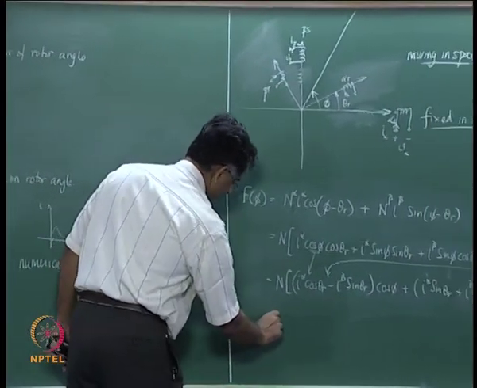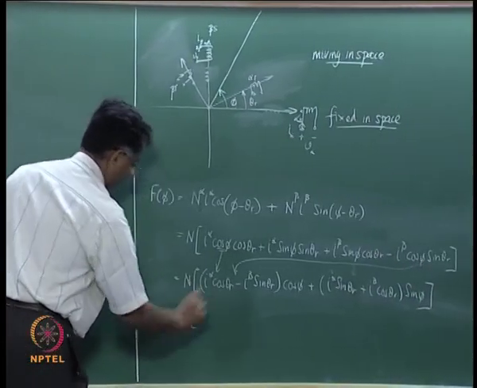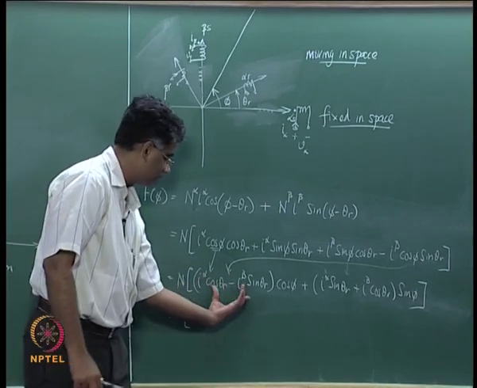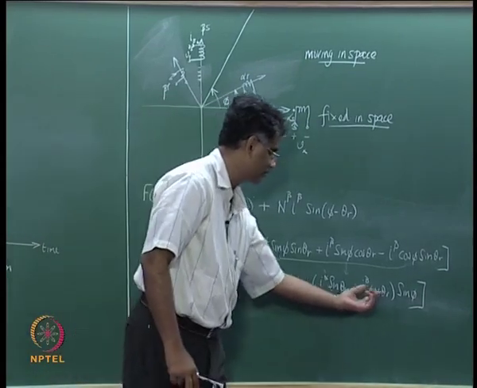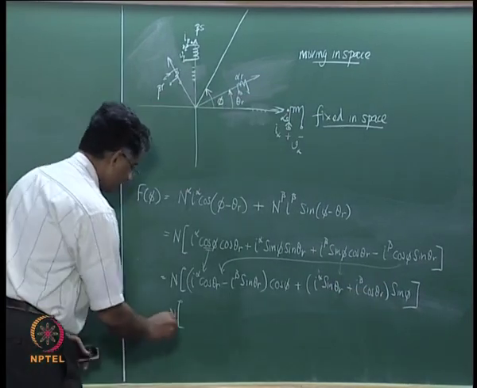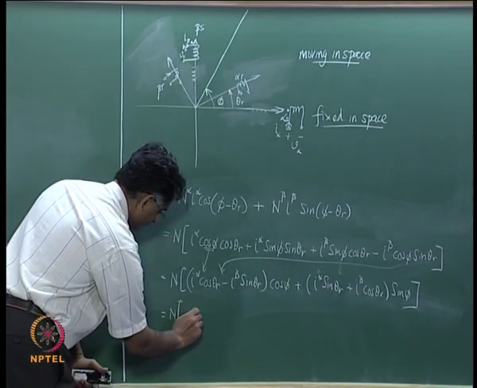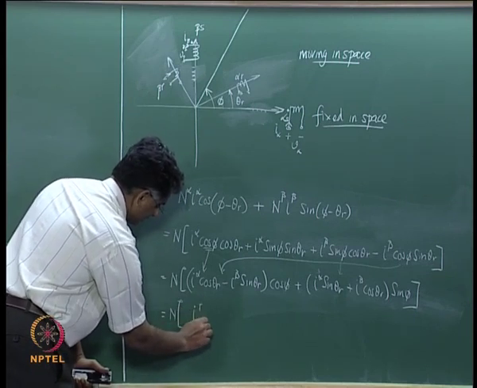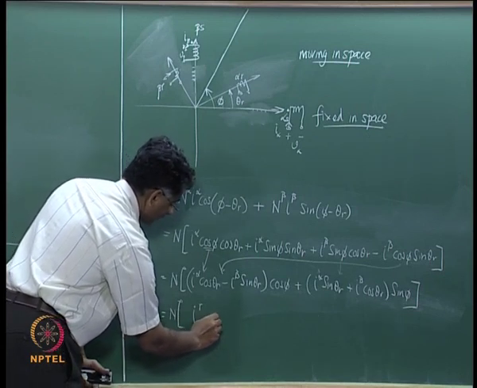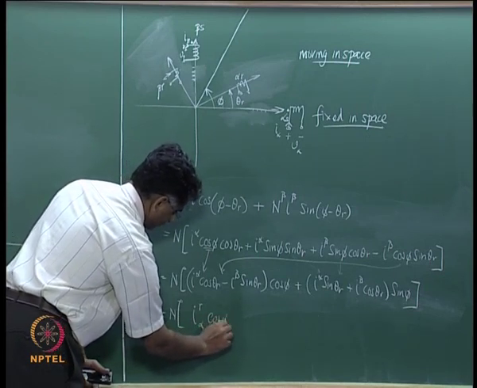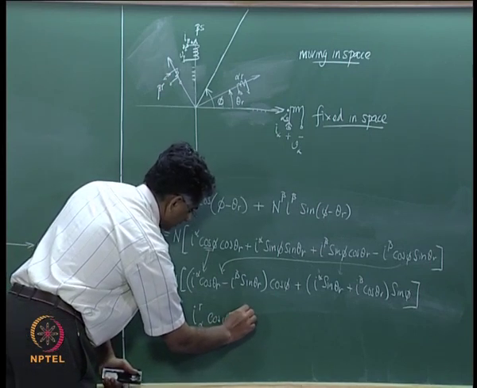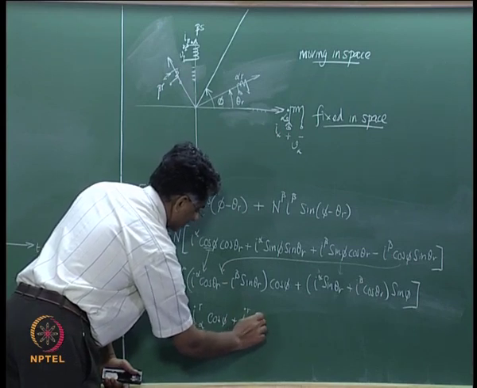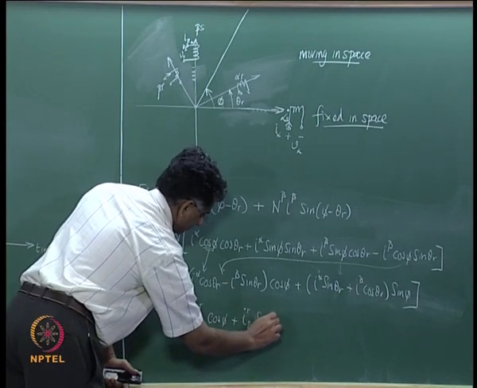However, now this expression looks like some term multiplied by cos phi plus some other term multiplied by sin phi. So, if I now denote this as some current, let me call that I r alpha into cos phi plus I r beta multiplied by sin phi.